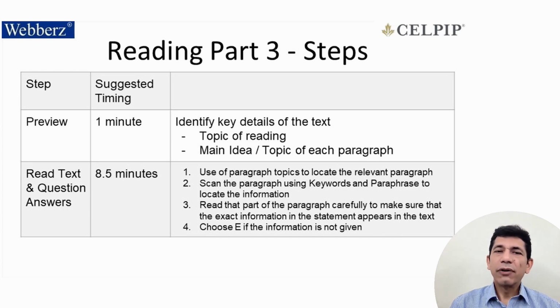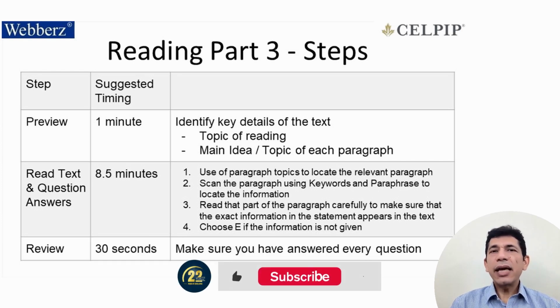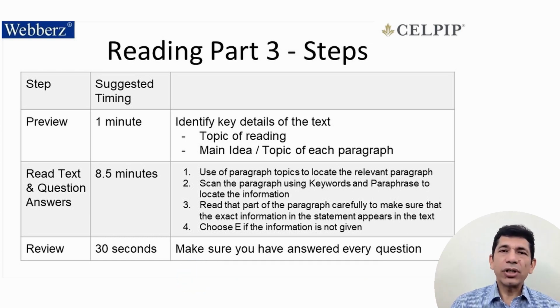How do you do it? First of all, use the paragraph topics to locate the relevant paragraph. Number 2, scan the paragraph using keywords and paraphrase to locate the information. Number 3, read the part of the paragraph carefully to make sure that the exact information is in the statement which appears in the text. And step 5, in case nothing is there, choose E, which means the information is not given. Take 30 seconds to review the whole thing and make sure that you have answered every question.